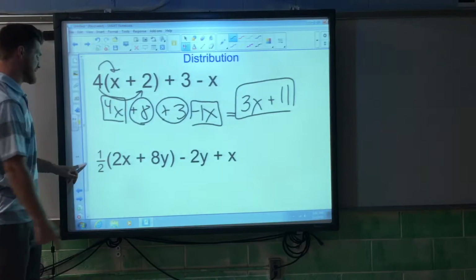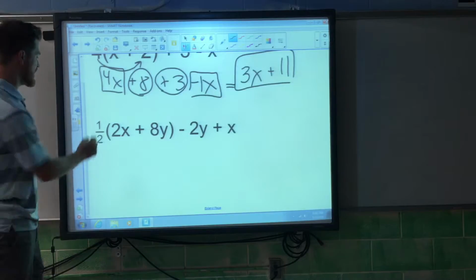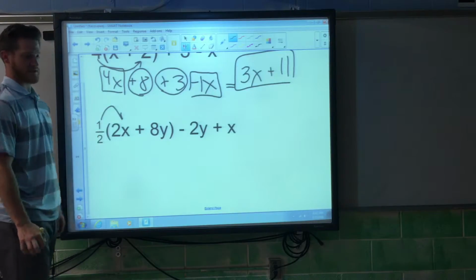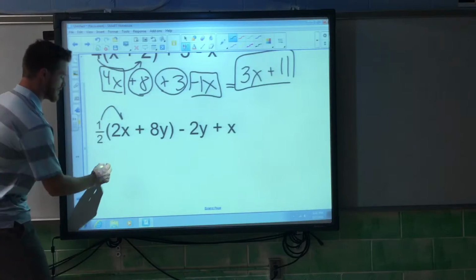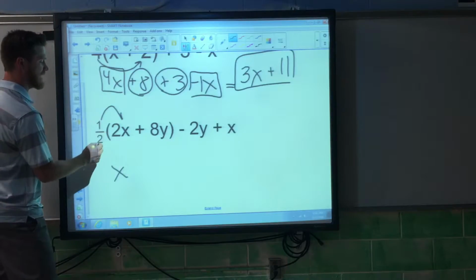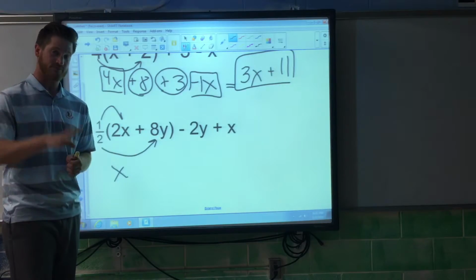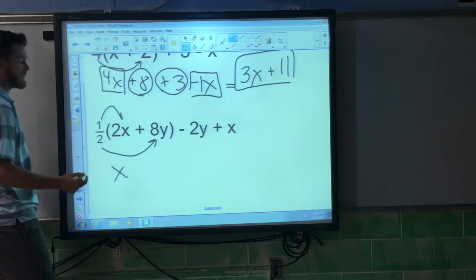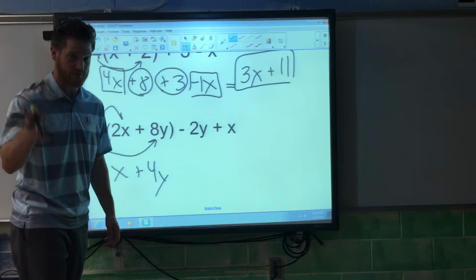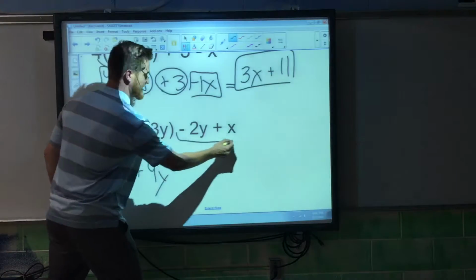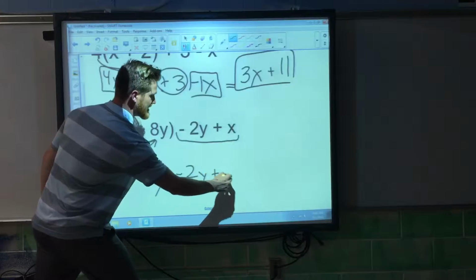We have a fraction down here. That means we're taking 1/2 of everything inside the parentheses. 1/2 times 2x. Half of 2 is 1, so 1/2 times 2x would be 1x, or just the variable x. Moving on to the next one. 1/2 times 8y. What's half of 8? 4. So 1/2 times 8y would be 4y. What do we do with the rest of the problem? Drop the rest down, exactly how we read it. So we're going to drop down minus 2y plus x.